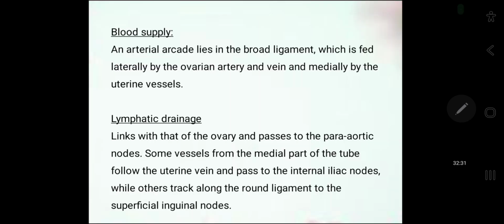The blood supply of the uterine tube is a plexus between the ovarian artery and uterine artery. The ovarian artery supplies the lateral part of the uterine tube and the proximal or medial part is supplied by uterine vessels, while lymphatic drainage mainly follows the ovarian lymphatic drain to the para-aortic lymph nodes.